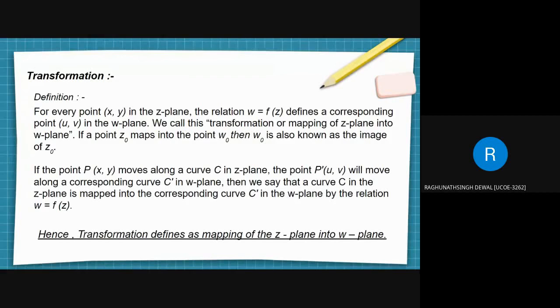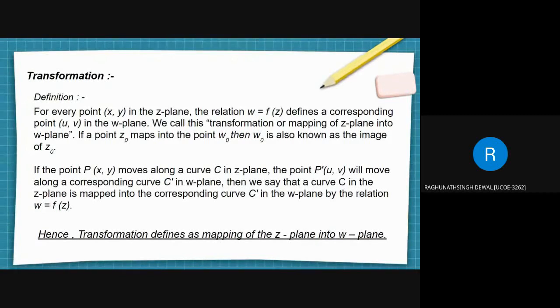Hello, good afternoon everyone. My name is Raghunath Devan and I am going to explain what is transformation and types of standard transformation. Transformation: for every point x, y in the z plane, the relation w is equal to f of z defines a corresponding point u, v in the w plane. We call this transformation or mapping of the z plane into the w plane. If a point z0 maps into the point w0, then w0 is also known as the image of z0. If the point P of x and y moves along the curve C in the z plane, the point P dash u, v will move along a corresponding curve C dash in the w plane.